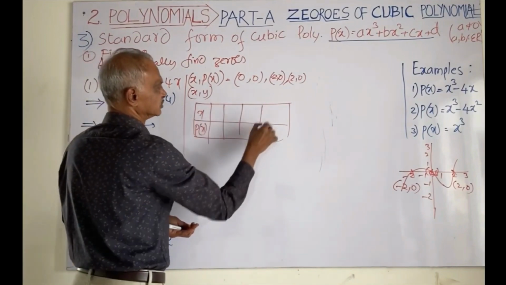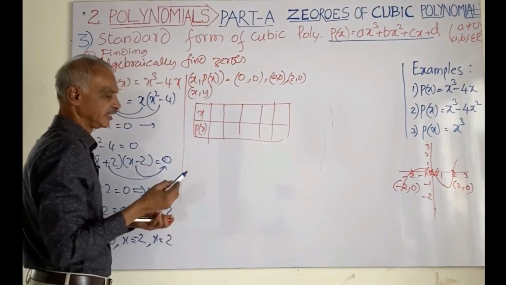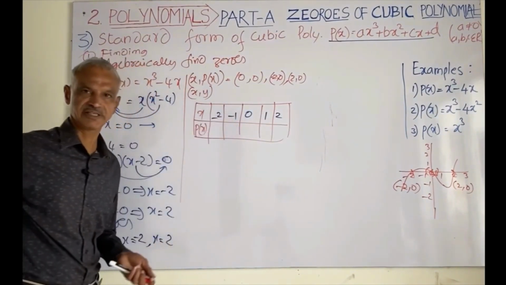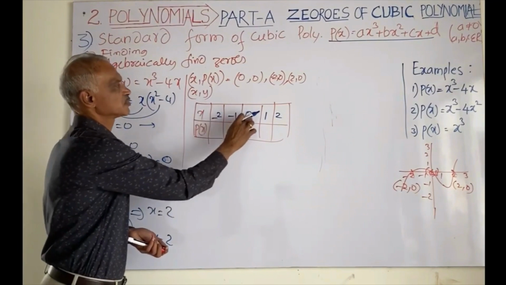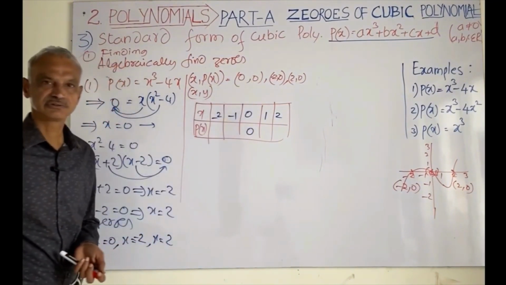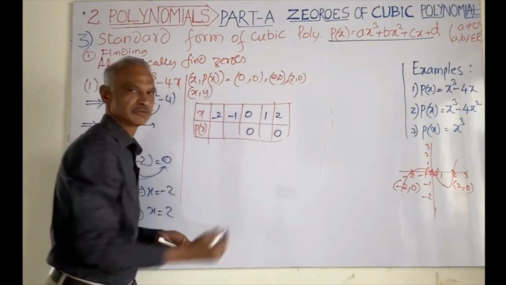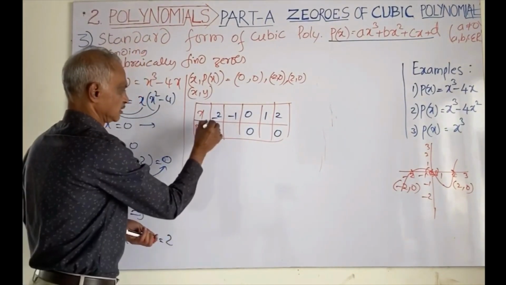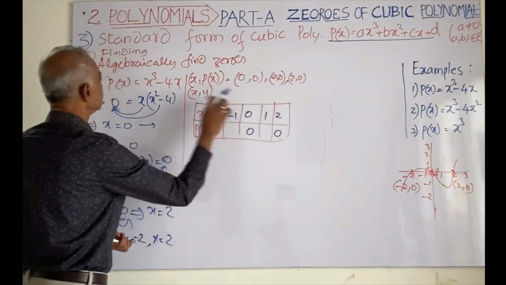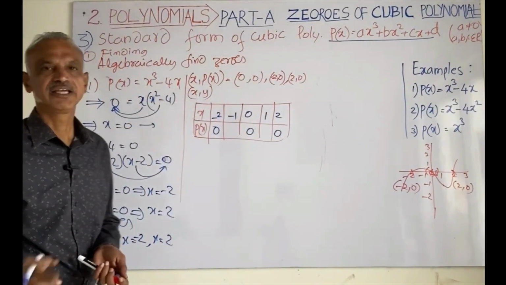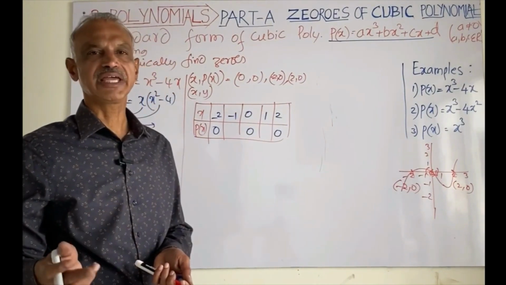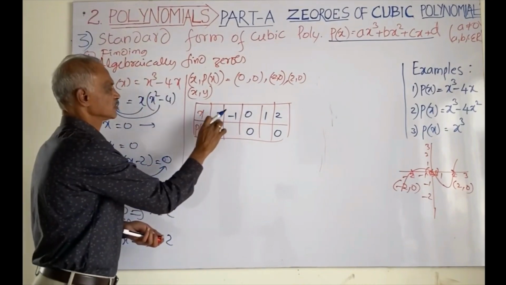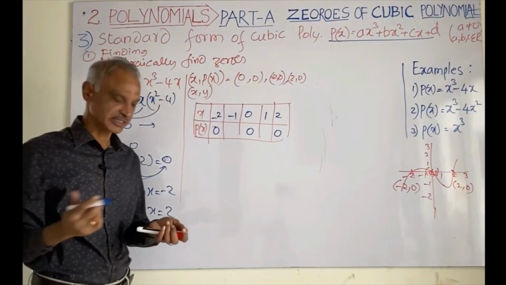Now I will take here 0, 1, 2, minus 1, minus 2. If you substitute 0, you will get 0. For 2, you will get 0, because 2 is a zero of the polynomial. Minus 2 is also a zero of the polynomial. If you substitute 2 here, 2 cube means 8, and 8 minus 4 into 2 is 8. 8 minus 8 is 0. If you substitute 0 you get 0, and if you substitute minus 2 you also get 0.